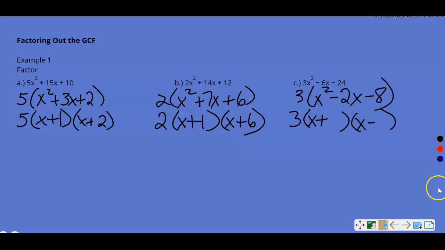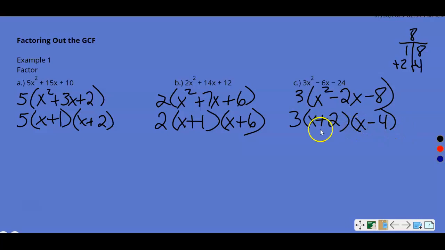Now, what multiplies to give me 8? If you want to look for your factors of 8, it's going to be 1 and 8, 2 and 4. 2 and 4 are 2 apart. Now, I need a negative 2. That means my bigger number has to be negative. My smaller number has to be positive. So I'm going to have x plus 2 and x minus 4.